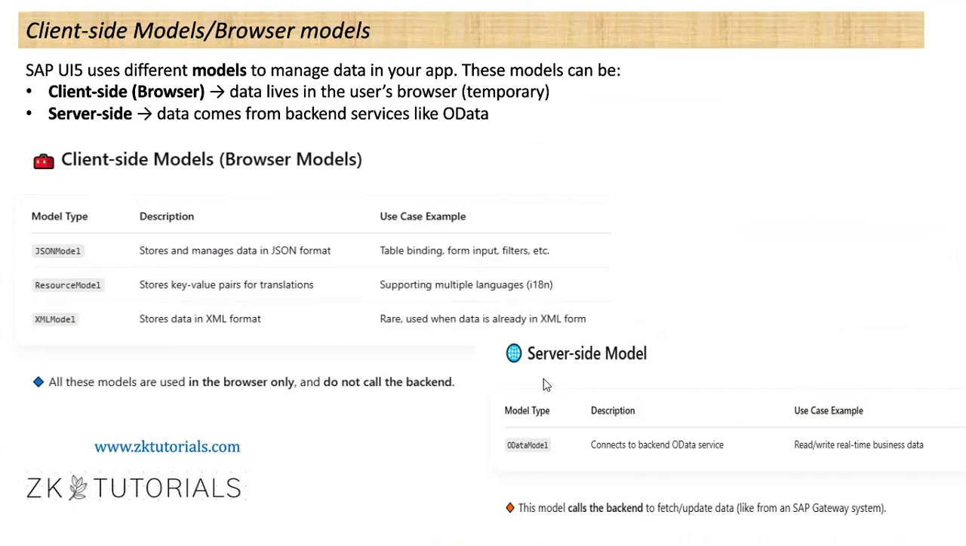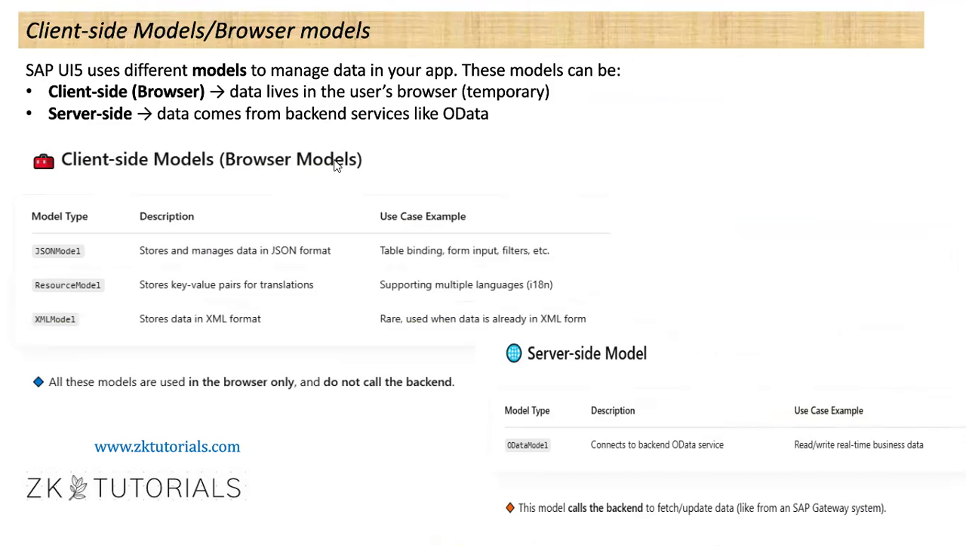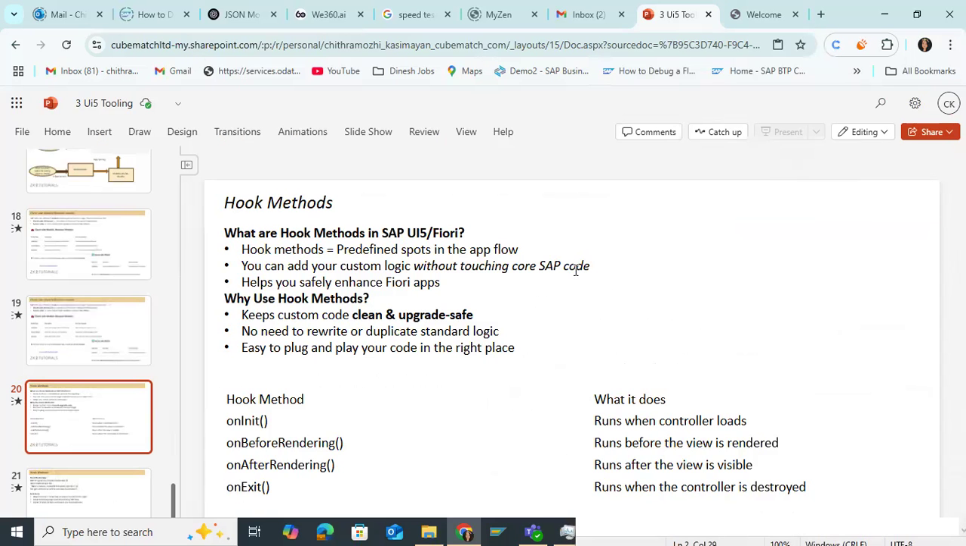So you could see the client side data lives in the user's browser. It will be temporary, whereas the data comes from a backend service like OData. This is how the two types of data models lie in our UI5 application. These are the types of models we have seen over here. So this is done.